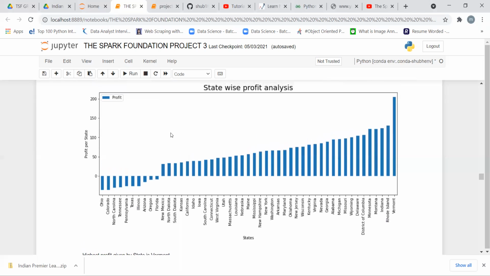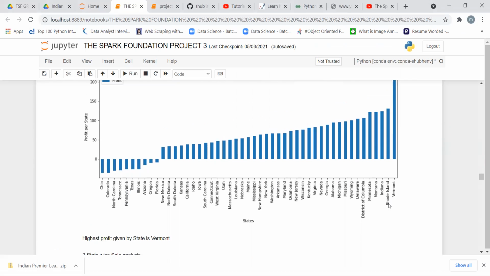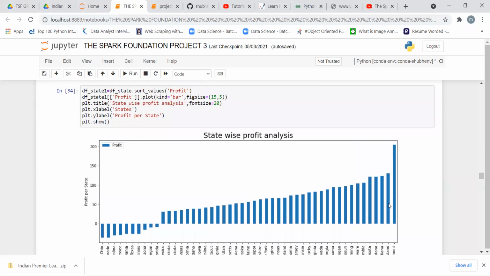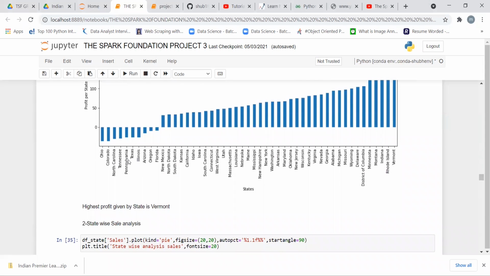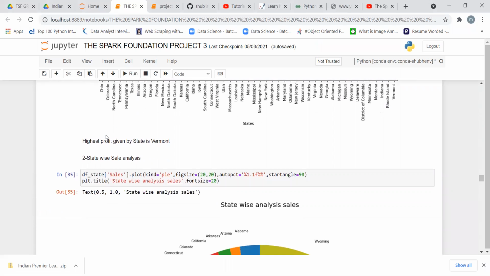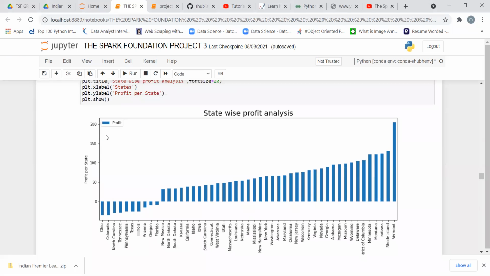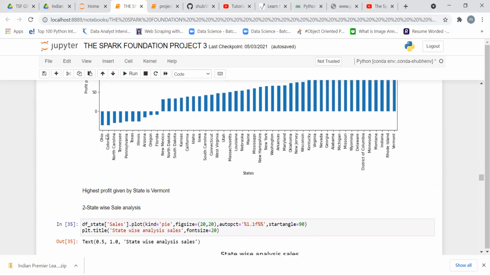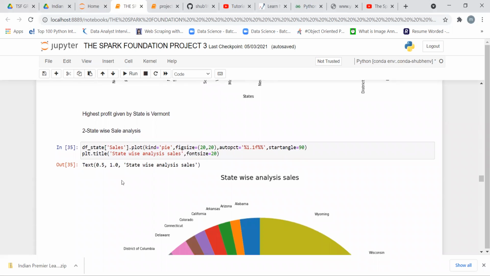Okay, and the second largest is Rhode Island. The second state which generated more profit than other states is Rhode Island, and the state which generated the least profit is Ohio. Okay, now that was used for profit analysis, and now we use state for analysis of sales.